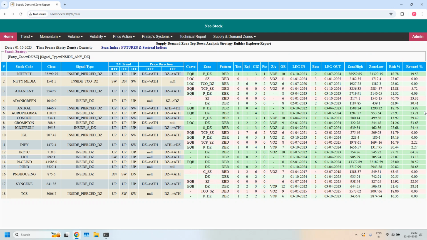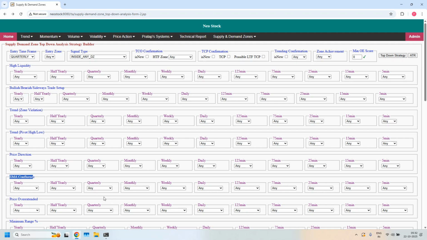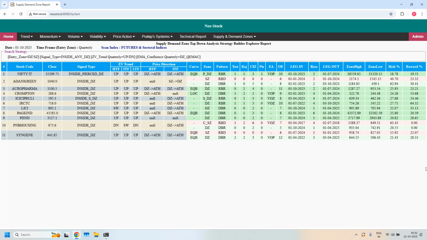We can further filter this list based on quarterly demand zone having quarterly EMA confluence. At the same time, trend on the quarterly should not be sideways. So it can be up or down trend. So we got 11 stocks.